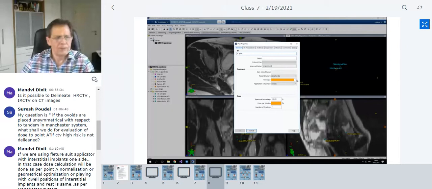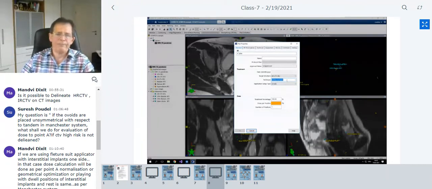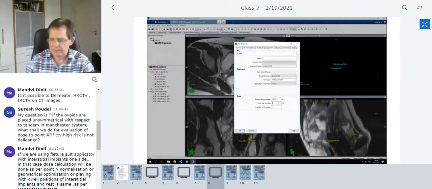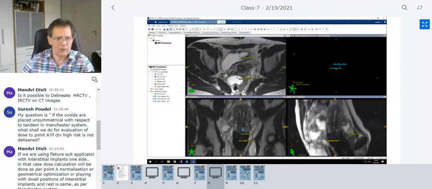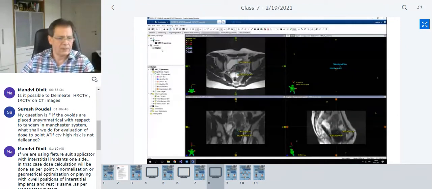What I need to specify is the technique. This is something that is specific to BrachyVision. We just name this intracavitary technique. And we specify the percentage of dose and the absolute dose. Let's plan for 7 gray total dose, or prescription dose, in 1 fraction. That's fine. So I create a plan.